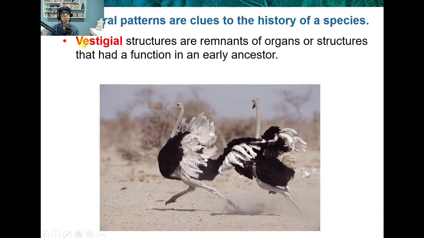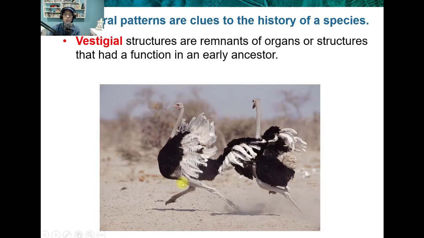One is vestigial structures. Remnants. When you say remnants, these are remains. They used these parts before but they no longer use them now, or they have no specific function at present. But in the older ancestry, they were useful. So, what's the use of this illustration? This shows the wings of ostriches. Of course, if you look at ostriches, they don't fly. They run. But they have wings. That's why they are birds.